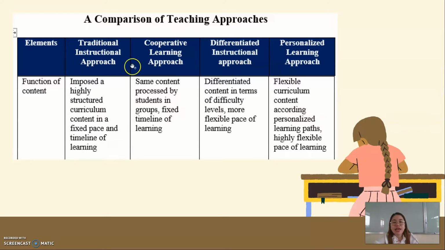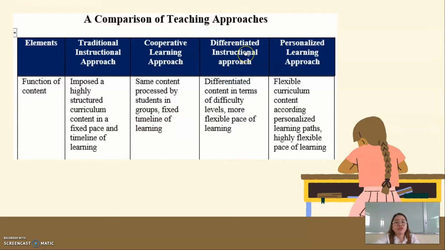Dapat fixed talaga. And when we say cooperative learning approach, how is it different from the traditional instructional approach when we talk about function of content? It is the same. Same content. What is being provided by the curriculum should be followed in the cooperative learning approach. But how is it different from the traditional approach? What makes it different is that the students are being divided into groups. Same content, but processed by students in groups. And when we talk about timeline, still a fixed timeline of learning.